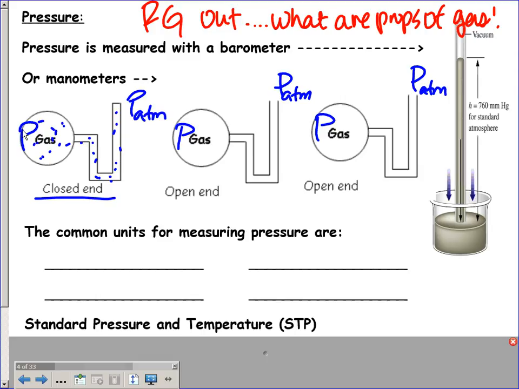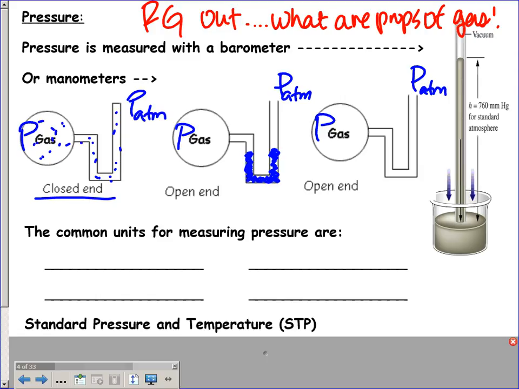Generally the way we show that is with some mercury, and I'm going to draw this as a solid blue here. We're going to have some mercury in our manometer tube. This mercury is something that we always reference in terms of pressure. Where have you heard mercury with pressure before?